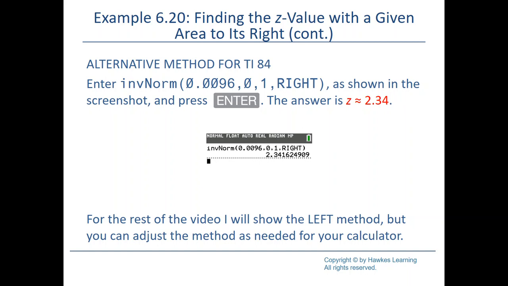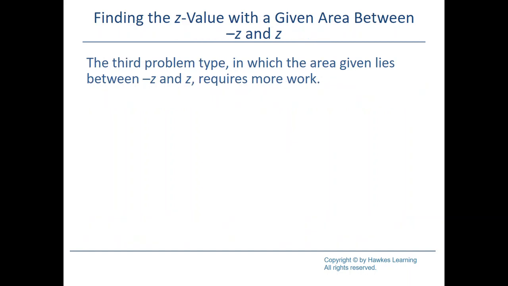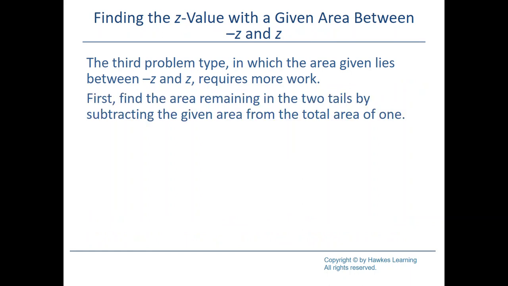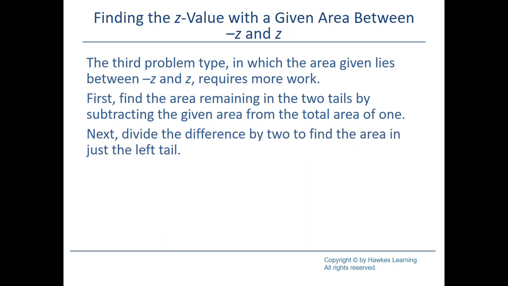Okay, our third type of problem is one in which the area lies between two z-values. These ones actually require a bit more work. So the first thing we'll have to do is find the remaining area in the two tails by subtracting the given area from the total area of 1. Okay. Next, we'll have to divide the difference by 2. So again, this will tell me the area of each of the individual tails.